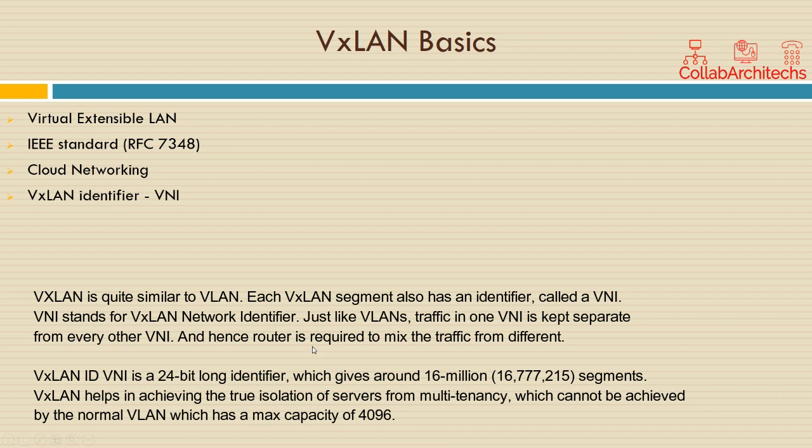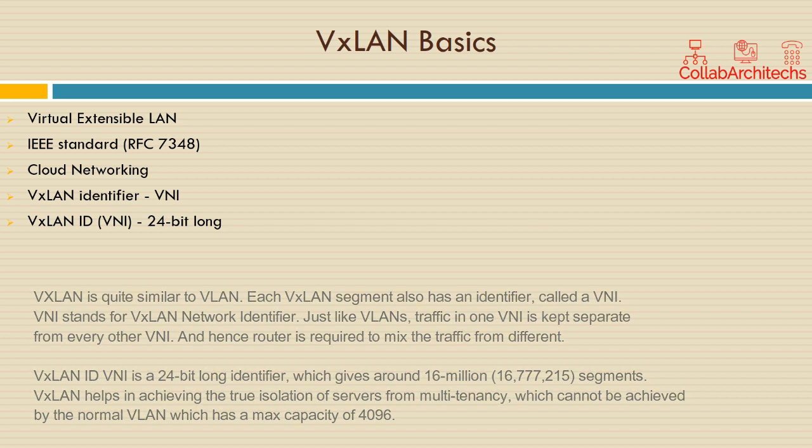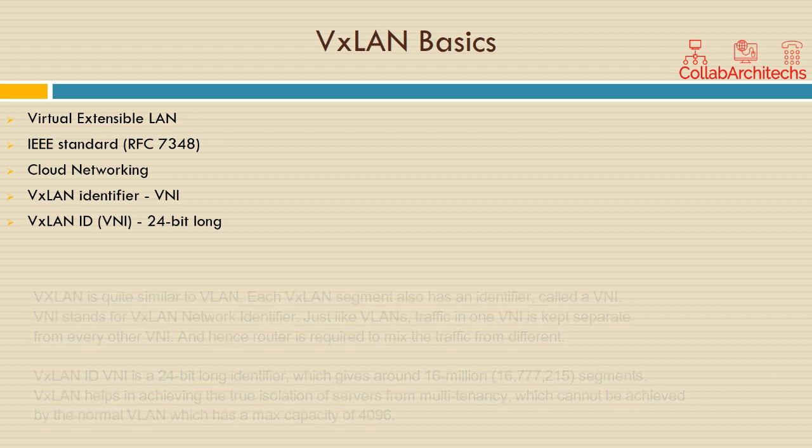The VxLAN ID, which is the VNI, is a 24-bit long identifier, which gives around 16 million segments. VxLAN helps in achieving true isolation of servers for multi-tenancy, which cannot be achieved by the normal VLAN, which has a max capacity of 4096.